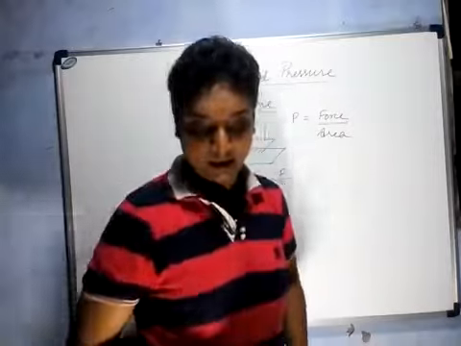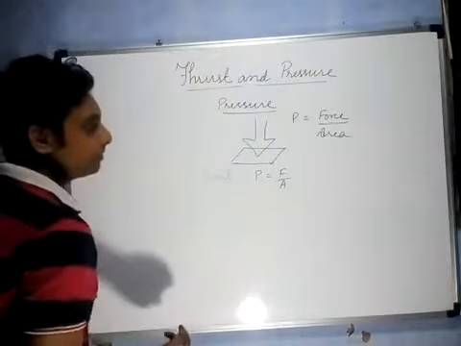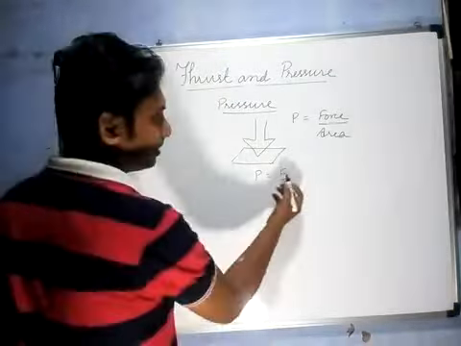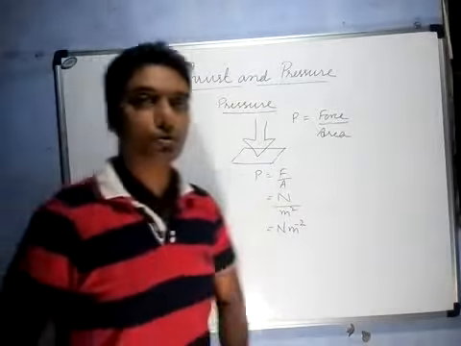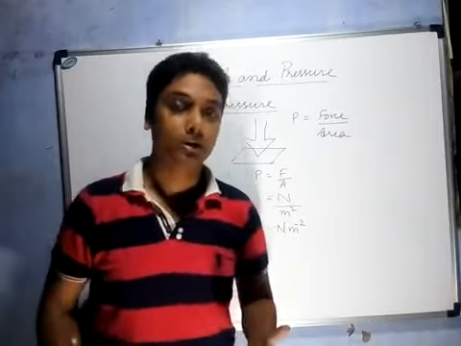So we were talking about the units of pressure. Let us try to understand this. We know that pressure P is equal to force by area. That is the formula for pressure. So what is the unit of force? Unit of force is Newton. And what is the unit of area? Unit of area is meter square. So basically we can write Newton per meter square as the unit of pressure.